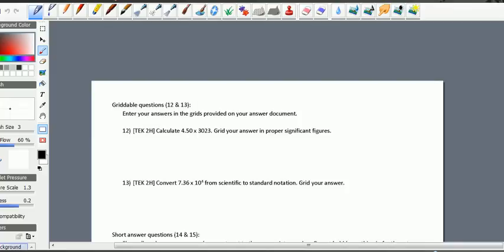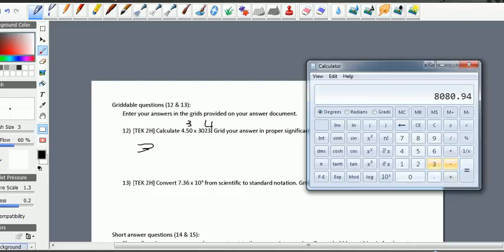This question says calculate this. Once again, how many sig figs? Start left. 1, 2, 3. How many sig figs? Start left. Because I got decimals, 4. So I'm looking for an answer with 3 sig figs.